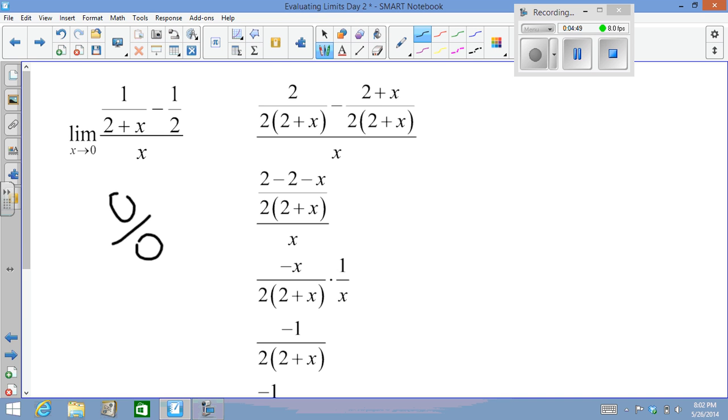common denominator in the numerator, which we do up here. And then we're going to distribute that negative, which gives us 2 minus 2 minus x, all over 2 times the quantity of 2 plus x over x. I can then cross those out, and I'm left with negative x.